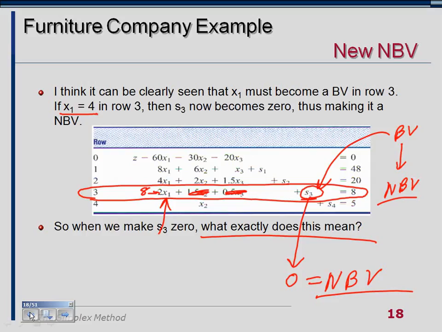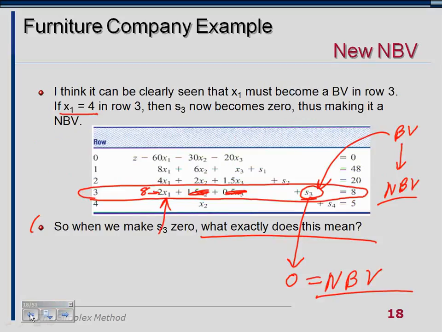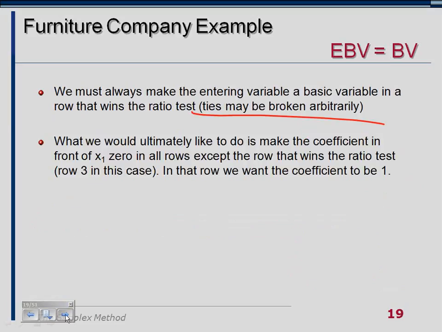So now we must always make the entering basic variable in a row that wins the ratio test. In this particular case, this guy was row 3, and we know why it was row 3, because the most you can make was 4 out of row 3. Now what we would ultimately like to do is make the coefficient in front of x1 0 in all rows except the row that wins the ratio test, and in that row, we'd like to make the coefficient 1.